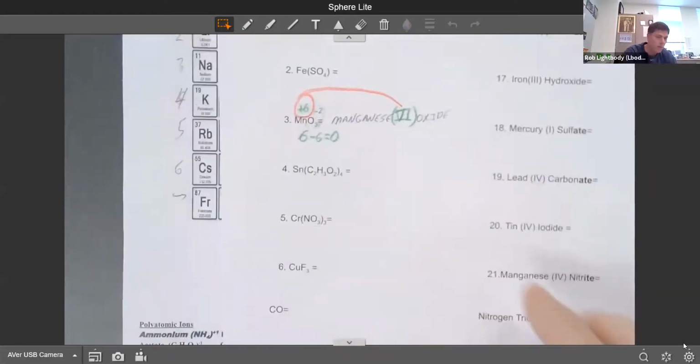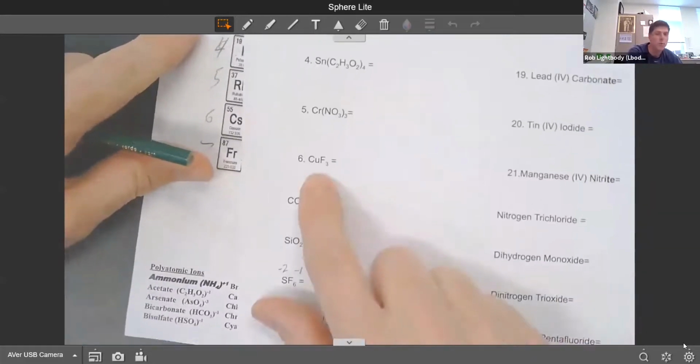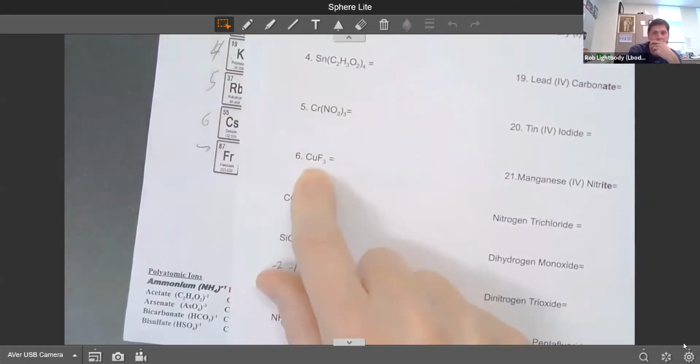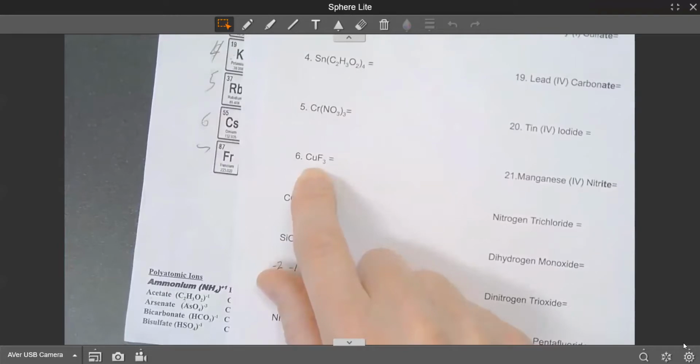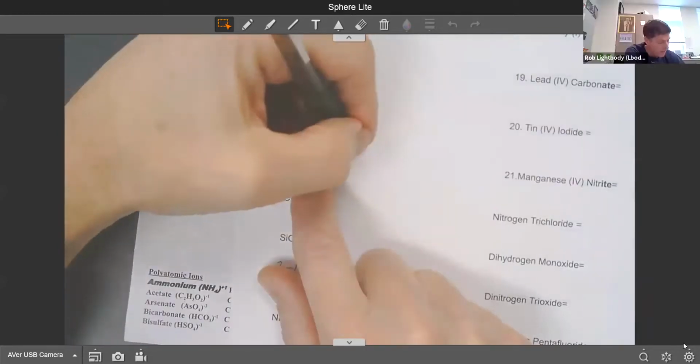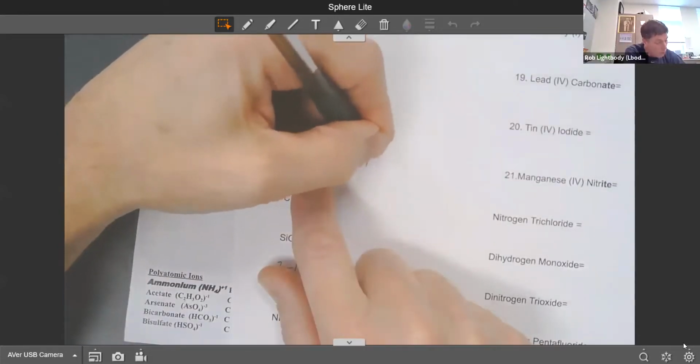Okay. So let's try that again. Let's try this one. Some are numbered, some are not, because I just pulled pieces off different worksheets. Copper fluoride. Very good.